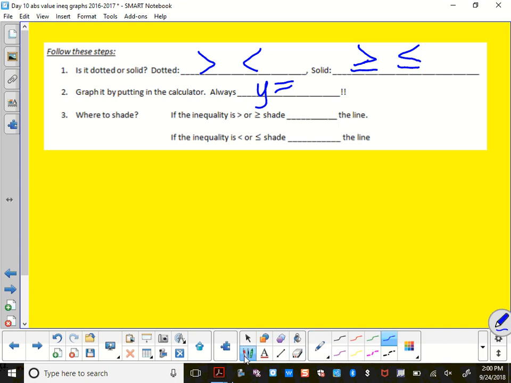All right, where to shade? If the inequality is greater than or equal to, you are going to shade above the line. To me, that makes sense. Greater, above, higher, shade up. Wait, doesn't that mean the other line will be below? Yes. If the inequality is less than or equal to, you will shade below the line. All good there? Yes.